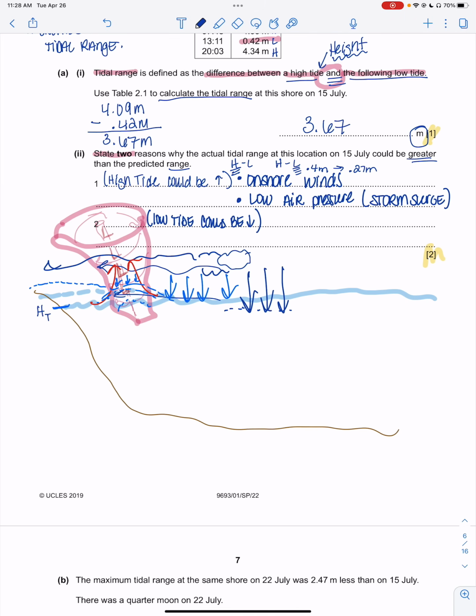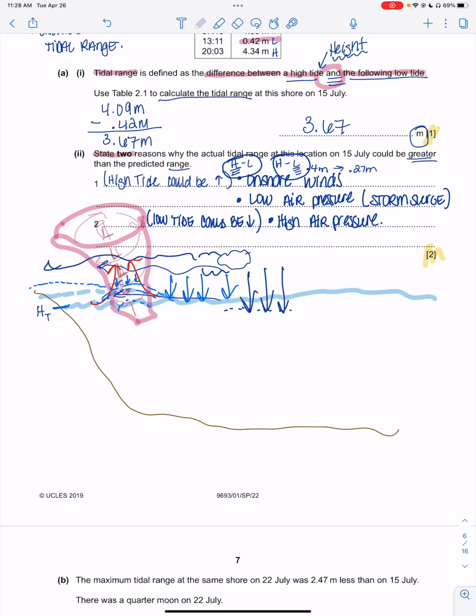Low tide could be lower. You don't want to say low tide could be higher than normal, because then that's going to completely change the whole point of tidal range and subtraction. You either want to increase your highs or make your lows much smaller. So low tide could be lower due to, so likewise, we could say the high air pressure. And that's not called a storm surge, that's just what it is.